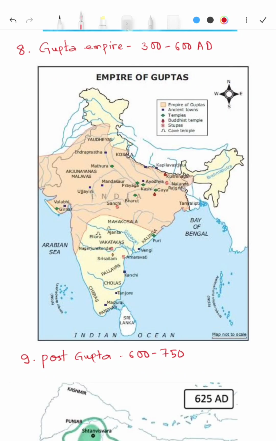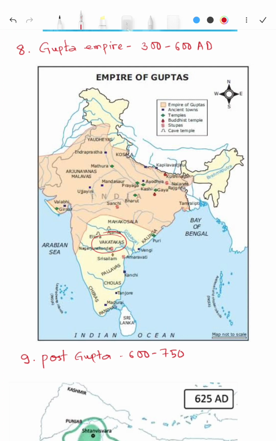Came the Gupta Empire, ranged from 300 AD to 600 AD. And the Gupta age in ancient India has been called the golden age of India because of the many achievements in the fields of arts, science and literature that Indians made under the Guptas. And we have another special relation with the Vatakas dynasty. That is Chandragupta II's daughter, Prabhavati, was married to Rudrasena, the ruling Vatakas dynasty.